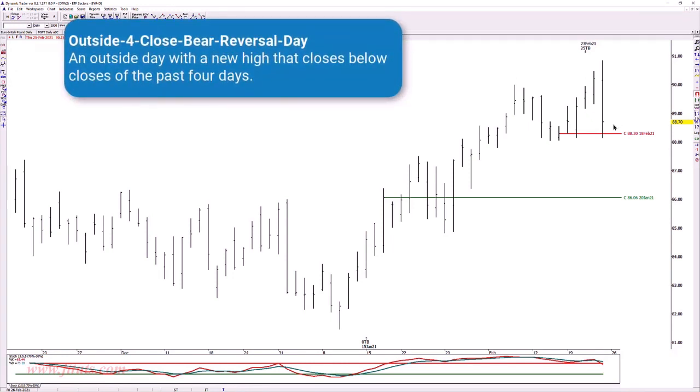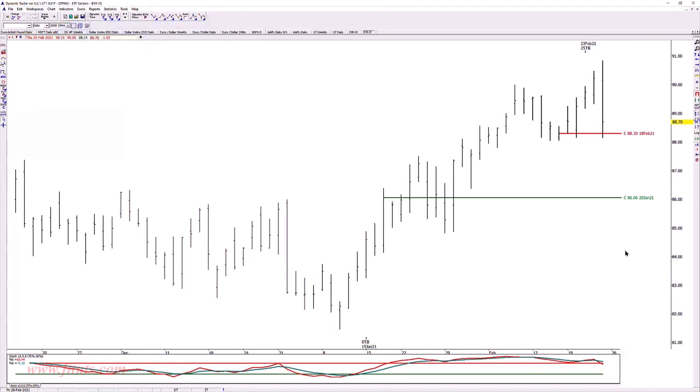And this is, what is this? It's a 4 close outside reversal day. That's a day where you close below the closes of the past 4 days. That's a pretty significant reversal when it made this daily momentum bear reversal. What else has happened? We haven't exited this market yet because we haven't closed below 88.30. But what else is useful information here?